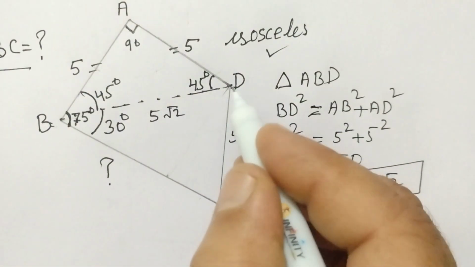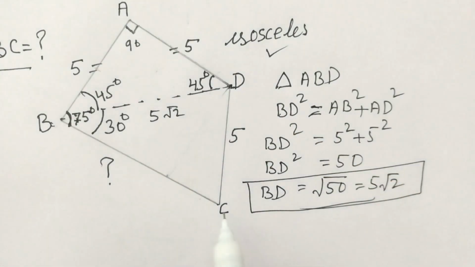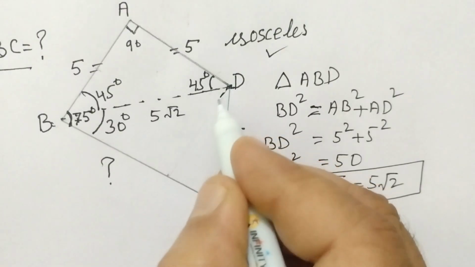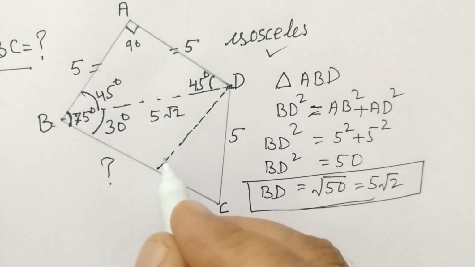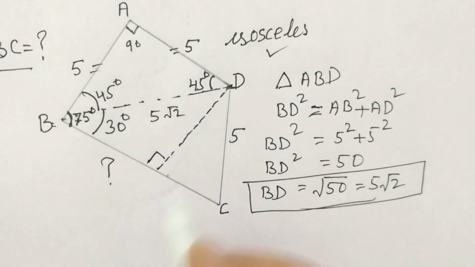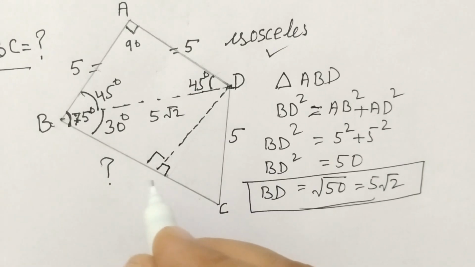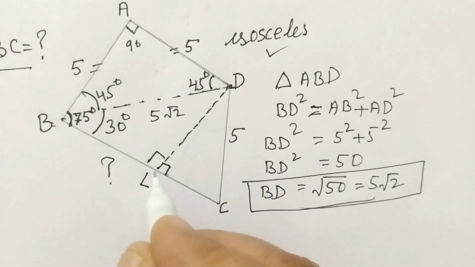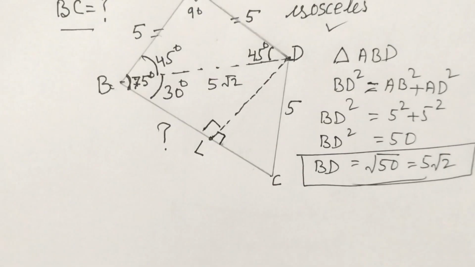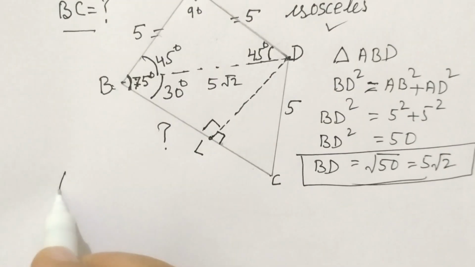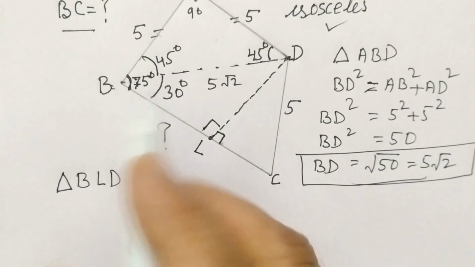Now if we draw a perpendicular from point D to this line, this angle will be 90 degrees, this also will be 90 degrees. Let this point be L. Okay. Now we take triangle BLD.